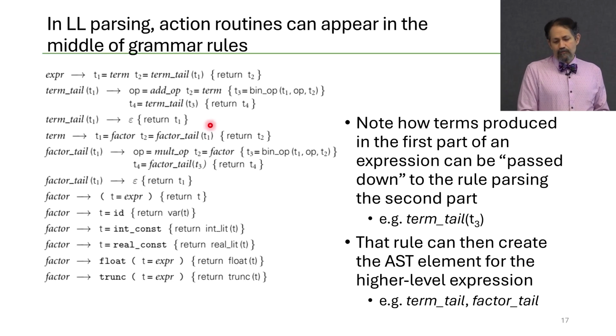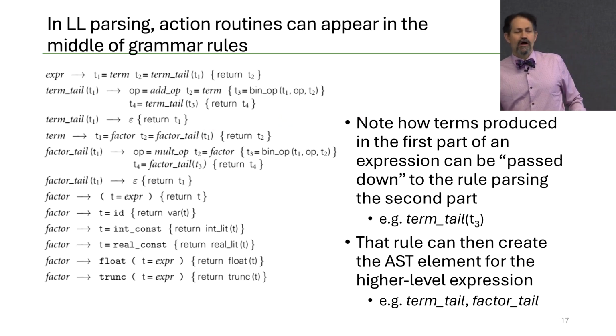So the idea in LL parsing at a high level is that each term produced in the first part of an expression can be passed down to the rule that parses the second part, and then that rule creates the AST element for the higher level expression. You can see this in term tail, which I just outlined, but if you look lower in the grammar, you can also see that in factor tail.